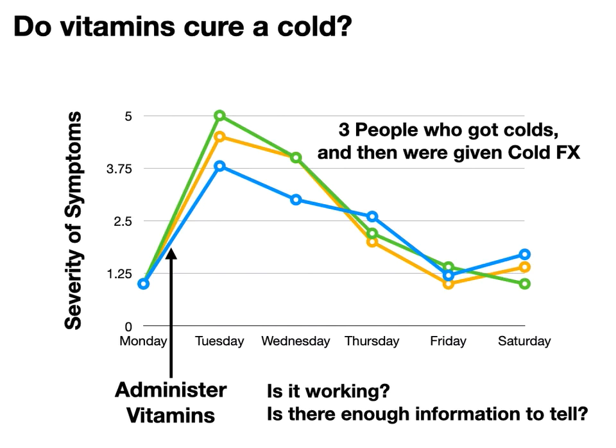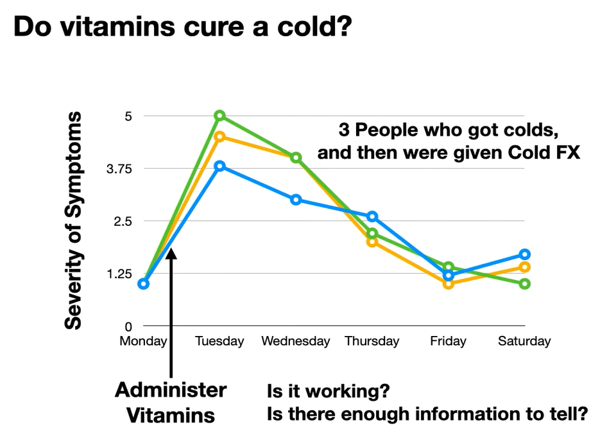And second, suppose we get data like this. So in this slide, we're seeing data from 3 people in our sample. So these 3 people on Monday started to get a cold. They started to take the vitamins, and then we're graphing their severity of symptoms over time, over the following week. So these 3 people got colds, and they took their cold effects. And the question is, is it working? Is there enough information here to tell if it's working?